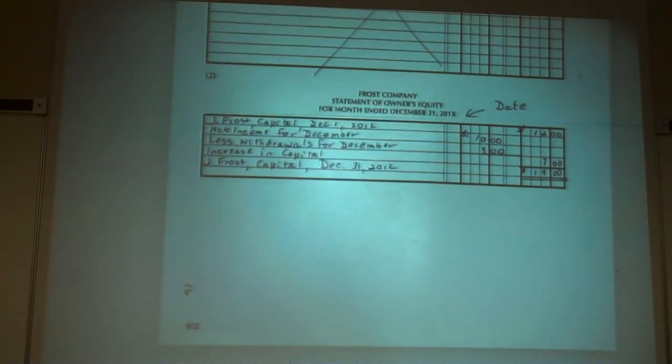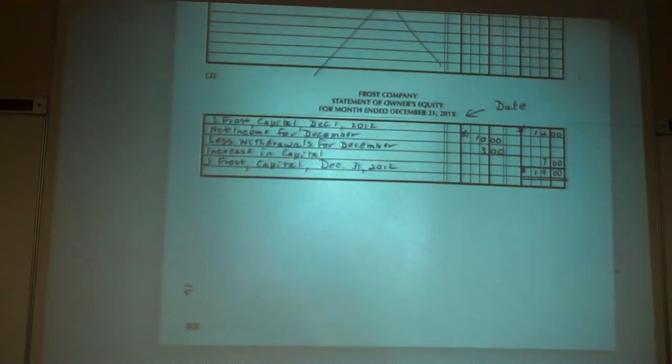Some accounting programs, that comes up in red if you have a colored printer. So we subtracted the withdrawal, which was $3, from the net income. We still had an increase in capital.